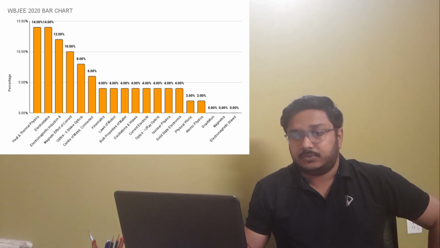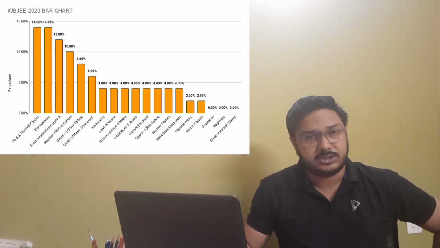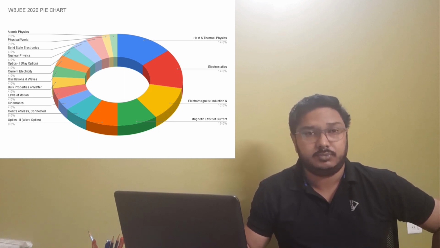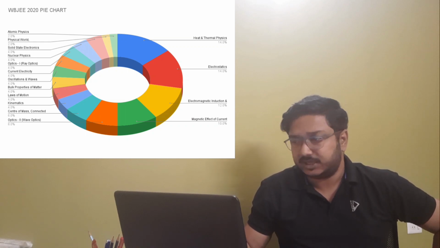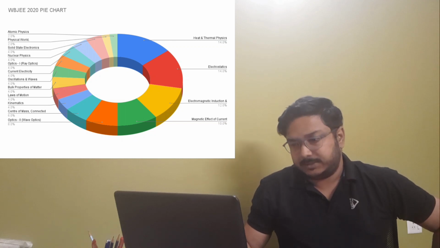Now let us see what happened in WBJEE 2020. The major chunk of the questions, that is almost 60%, had come from the 5 modules, and the 5 modules are heat and thermal physics, electrostatics, electromagnetic induction, then magnetic effect of current and wave optics.